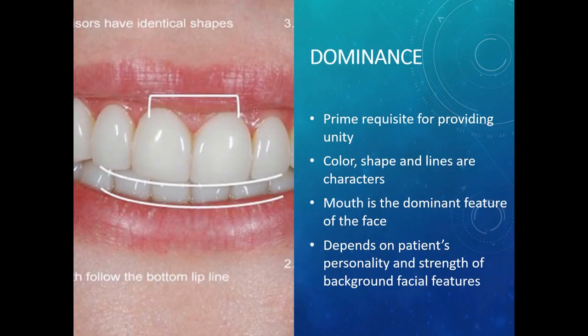Dominance. Just as unity is the prime requisite for a good composition, dominance is the prime requisite for providing unity. And the color, shape, and lines are characters that create dominance. Dominance exists when a strong centralized structure is surrounded by a well demarcated characterized structure. Example, the central incisor, which is the most dominant element in the dental composition. And similarly, the mouth is the dominant feature of the face, and it dominates by virtue of its size, mobility, and psychic association. Now, the amount of dominance to be given to the mouth by the dental composition depends actually on the patient's personality and strength of background facial features.